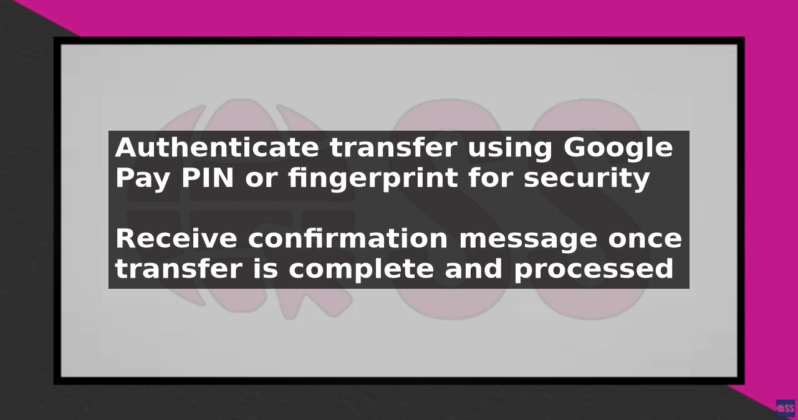By following these steps, you can easily make a bank transfer using Google Pay. The process is secure, convenient, and fast, making it an ideal way to send money to friends, family, or pay bills.